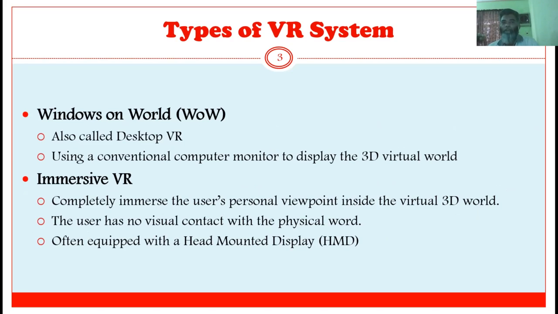The first one is Window on World, or WOW, which is also called desktop VR. It uses a conventional computer monitor to display the 3D virtual world. The second one is immersive VR. It completely immerses the user's personal viewpoint inside the virtual 3D world. The user has no visual contact with the physical world, and it is often used with head-mounted displays.